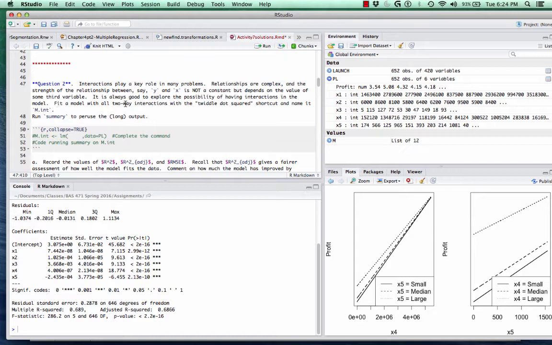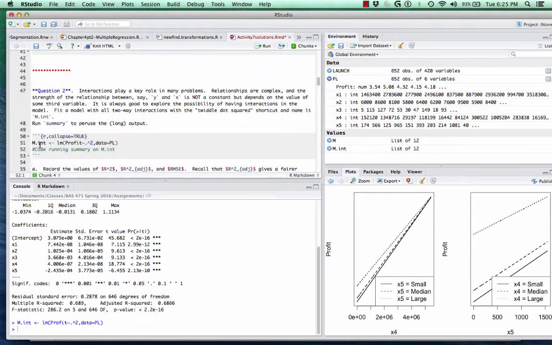So we can fit a fairly complex model considering all two-way interactions between the 5 predictor variables. You can do this with the twiddle dot squared shortcut. It works similarly to the twiddle dot shortcut, except we put a caret 2 to denote the fact that we want to use all predictor variables and all two-way interactions. Notice that just because it's twiddle dot squared doesn't mean we'll have the squared values of the predictors in the model, just the two-way interactions.